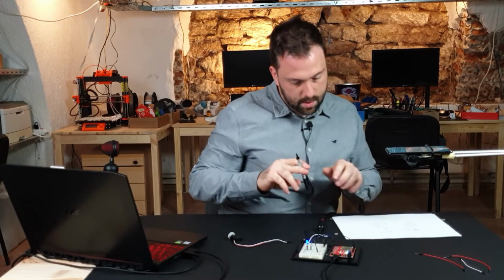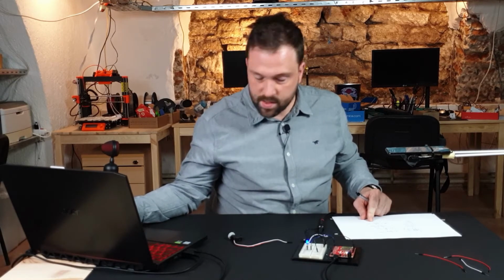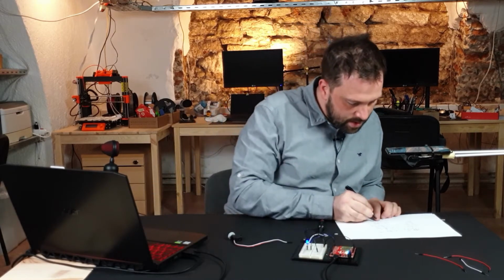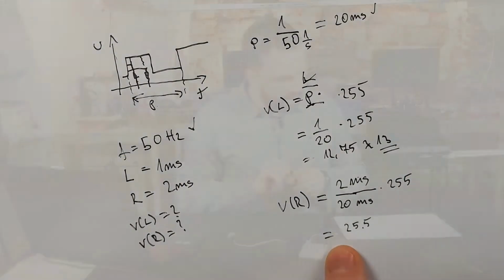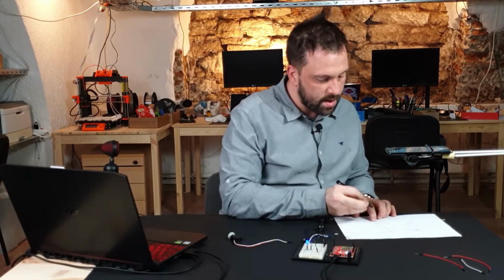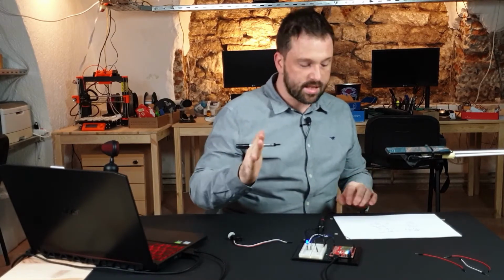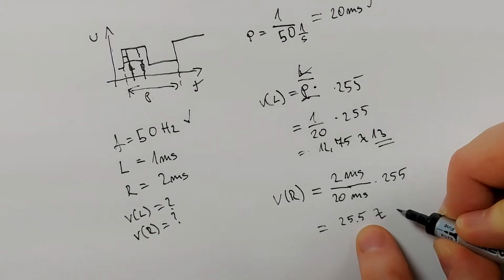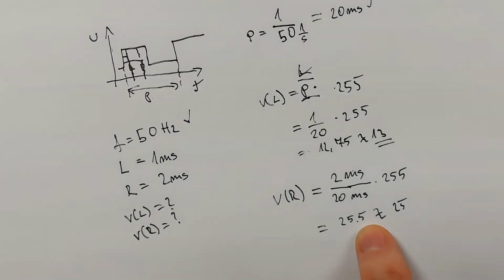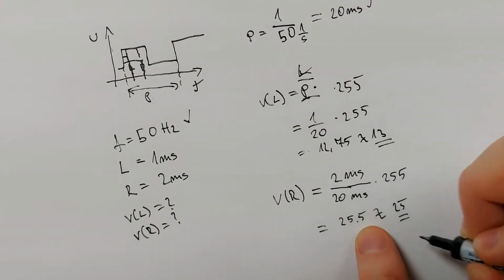Let's do the math. It's 2/20, 0.1 times 255, obviously, right? It's 25.5. So that's the maximum value for the rightmost position. It can't get any bigger than this, so we need to round it down to a lower value. That's 25, and this is our answer. The value goes from 13 to 25.